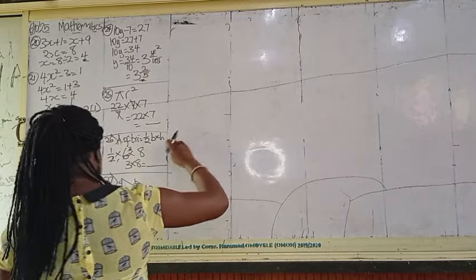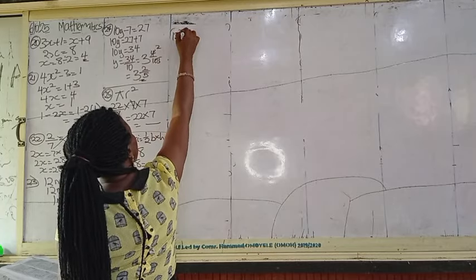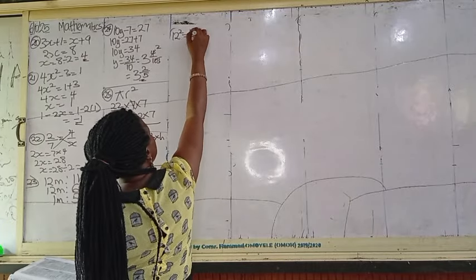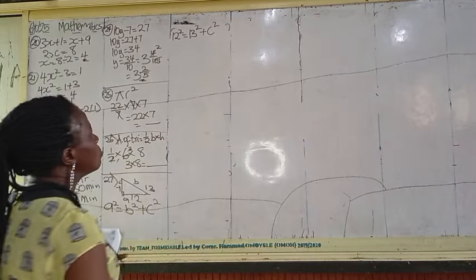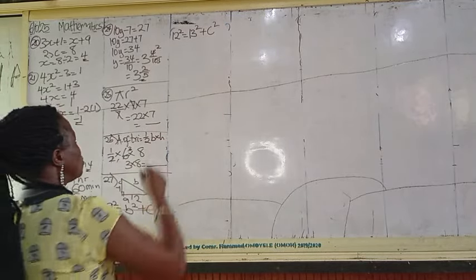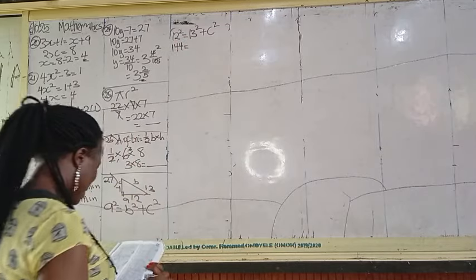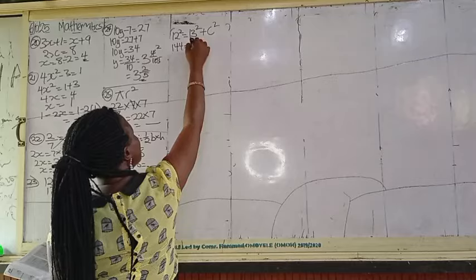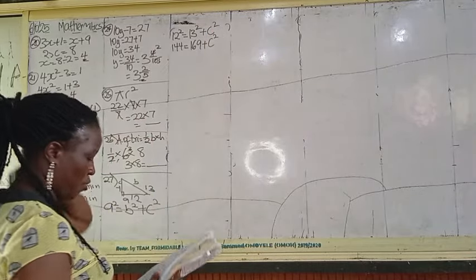So let us go. Our A there is what? 12. Our B given there is what? 13. But our C square is not given. So 12 square is 12 times 12, which is 144. Is equal to what is our 13 times 13? That is 169. 169 plus C square. So what do we do from here?